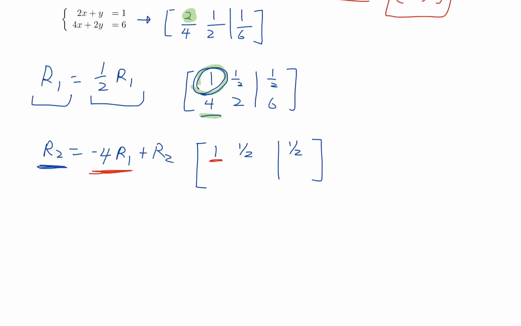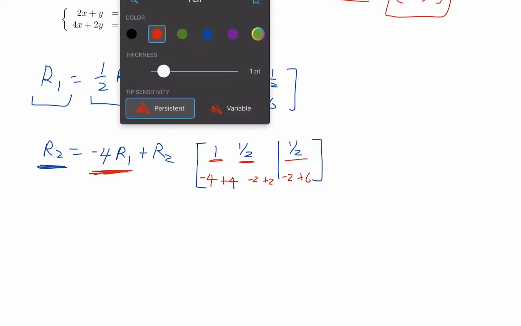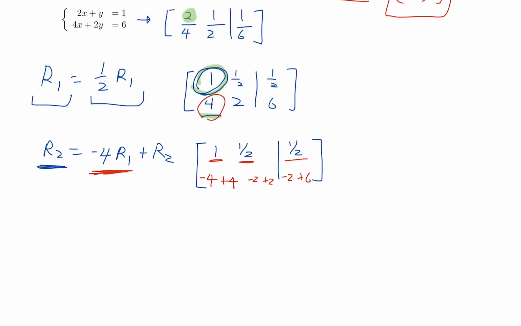Now for row 2, we're going to multiply negative 4 to 1. So negative 4 times 1 gives me negative 4. Plus R2, which was 4. So just add 4. Now negative 4 times half gives me negative 2 plus 2. Now negative 4 times half gives me negative 2 plus 6. So then let's simplify this. Then I have 1, 1 half, 1 half, 0, 0, and positive 4.